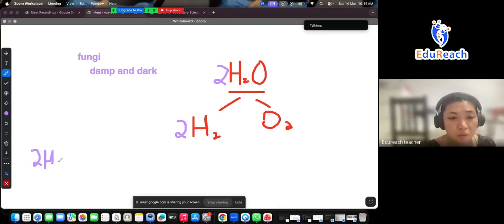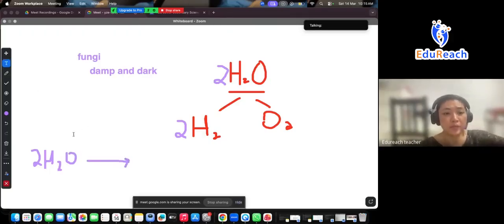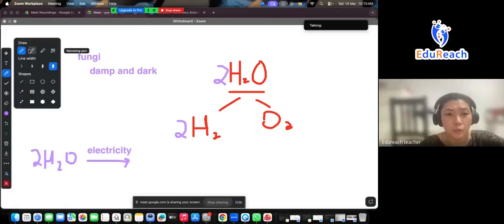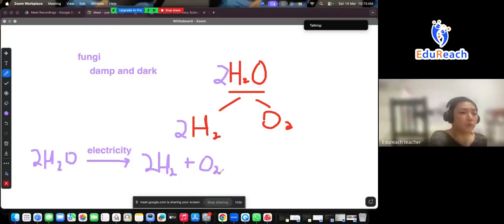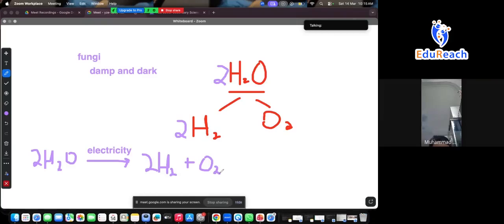2H2O, nothing else. Long arrow, and then above the arrow, write electricity, because this is an important condition. And then the two products would be the 2H2 and then your 1 oxygen molecule, O2. Is that okay? You all understand? Yeah. Okay, quickly write this down.